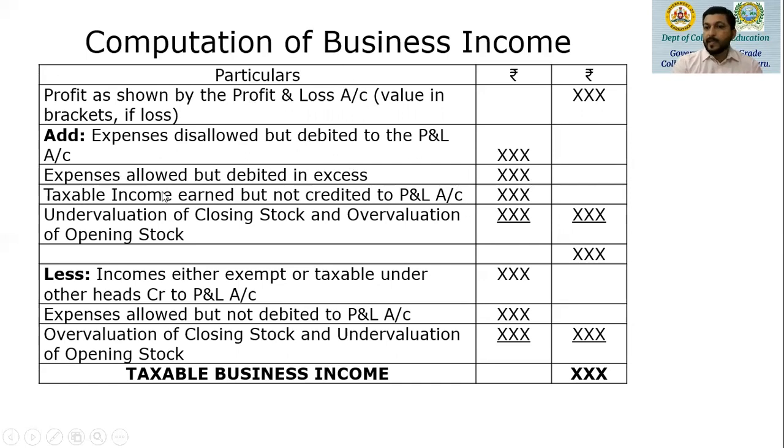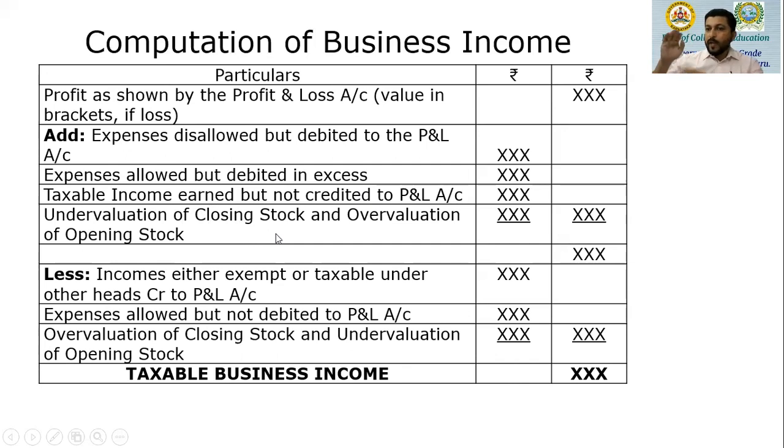The third is taxable income earned, but not credited to profit and loss account. On the credit side of profit and loss account, we get incomes. Suppose there is any business income and that business income is not credited to profit and loss account, meaning to say the end result profit would be less. To correct that, any taxable business income not credited to profit and loss account must be added to the profit balance. Next thing is undervaluation of closing stock and overvaluation of opening stock.